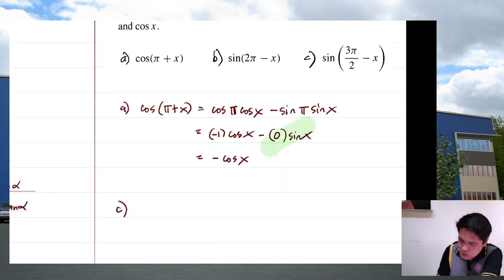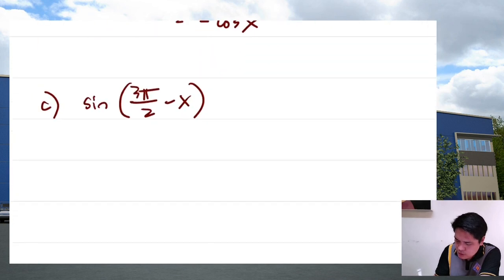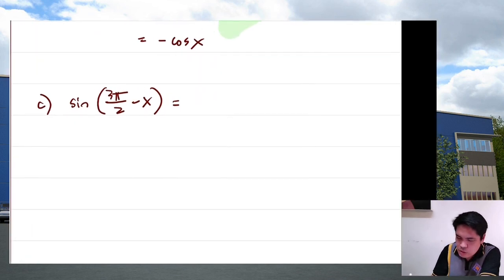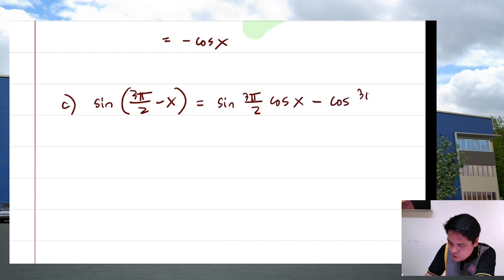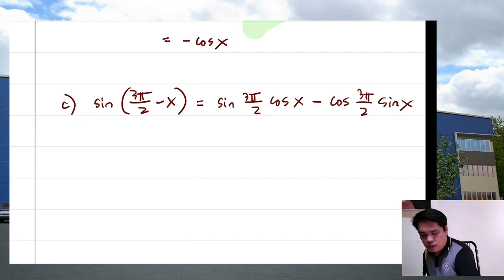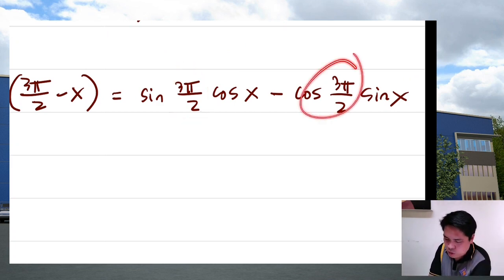For letter C, we have sine of 3 pi over 2 minus x. So, that's the difference of two angles for sine. So, that's sin cos minus cos sin. So, that's it. Then, what are the values of sine 3 pi over 2 and cosine 3 pi over 2?